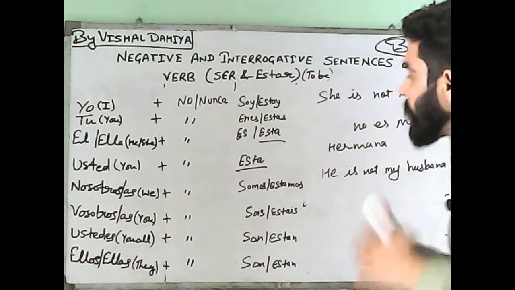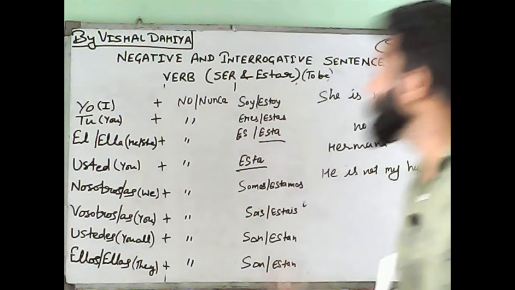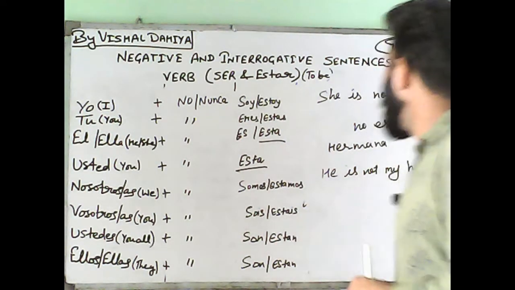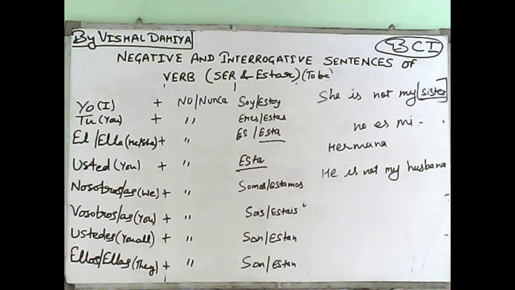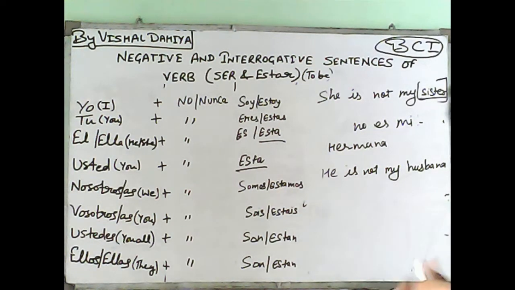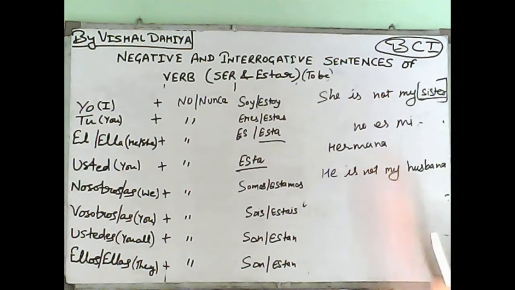So guys, now we are moving forward. As you have already learned, the easy way to formulate negative sentences is with the help of no or nunca and the conjugation form of ser or estar. And you should keep learning Spanish words, right? Because there are so many words that you do not know. So just go and learn Spanish words so that you will be able to make negative sentences with the help of the verbs ser or estar.